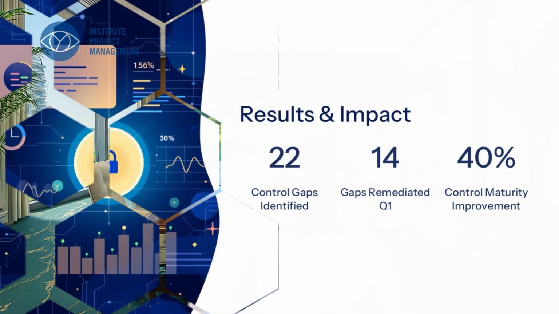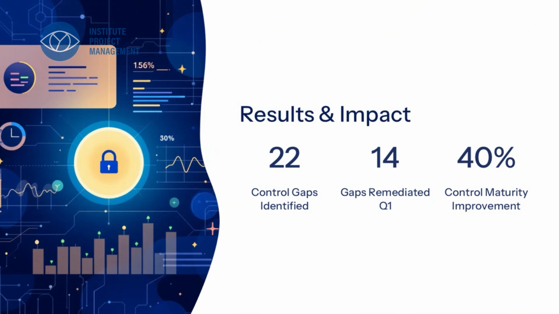So what was the result and what was the impact? With this assessment, I uncovered 22 control gaps, including 7 related to outdated remote access credentials, 6 tied to unsegmented network zones, 5 involving inconsistent incident response documentation, and 4 concerning vendor system maintenance oversight. Within the first quarter, 14 of those gaps were fully remediated. That included enforcing role-based access and updating change management procedures.